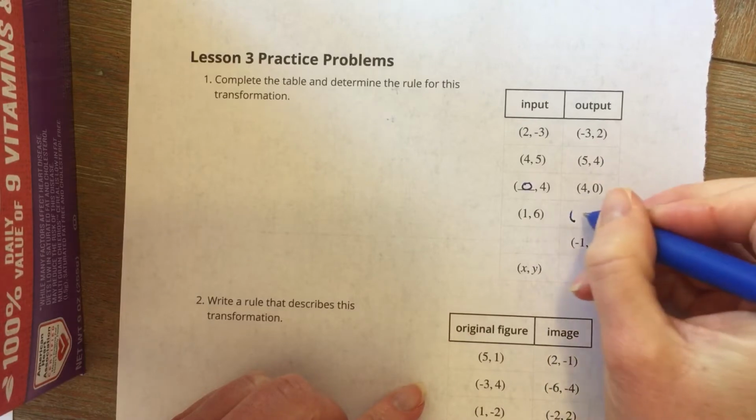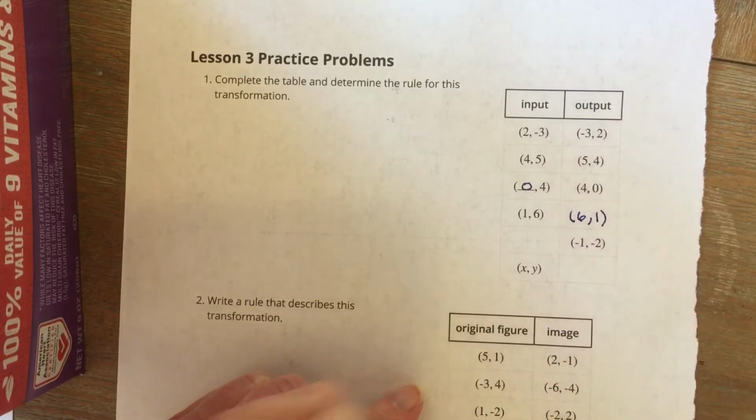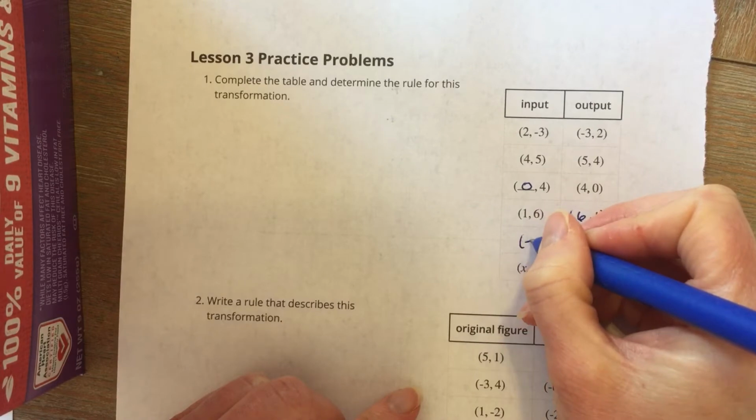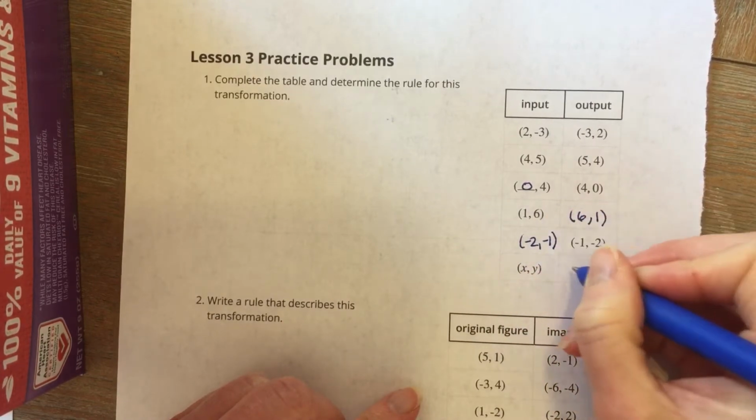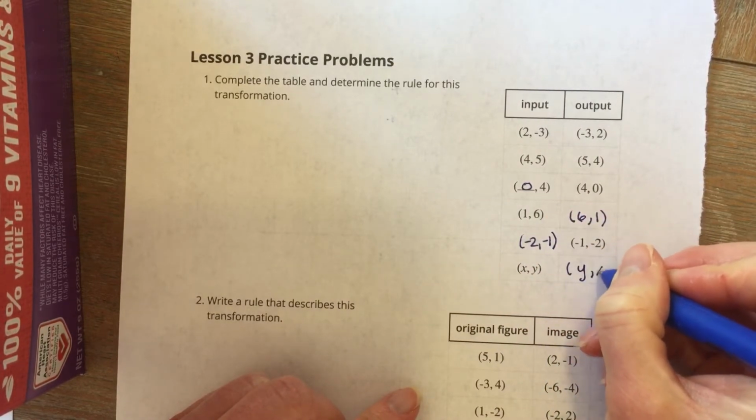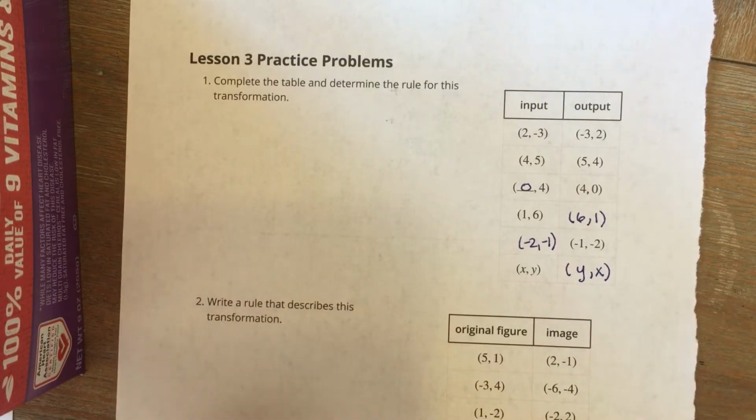So if I'm flipping my X and Y, this becomes 6, 1. This would have been -2, -1. And it looks like I'm flipping my Y and X coordinates.